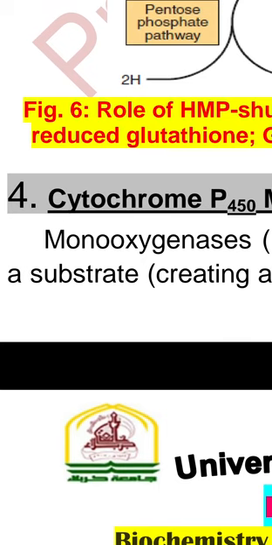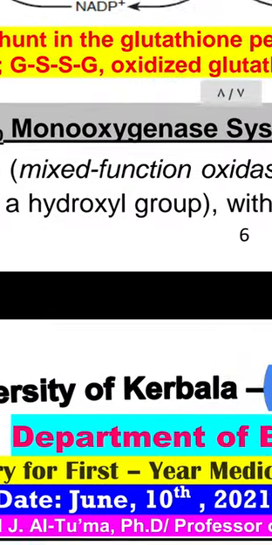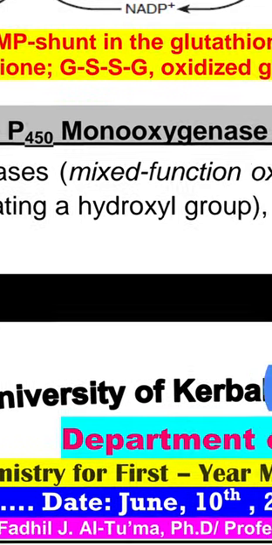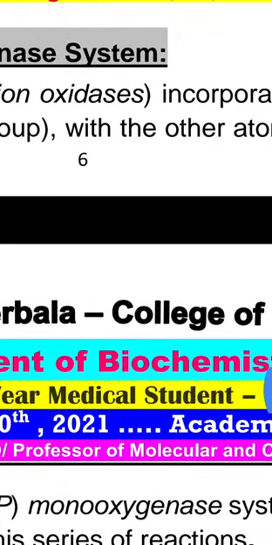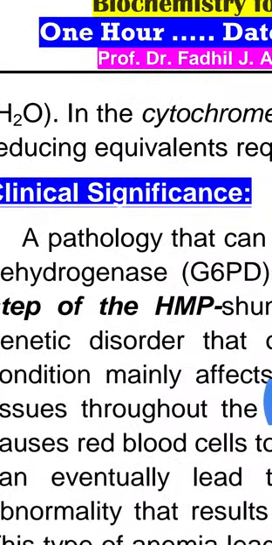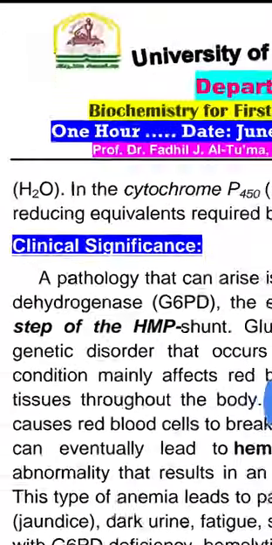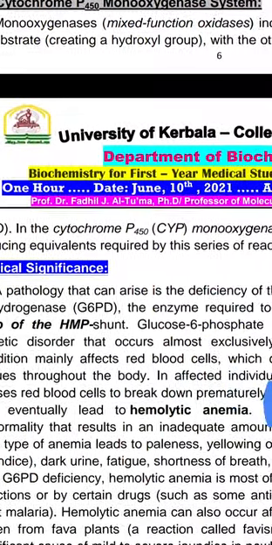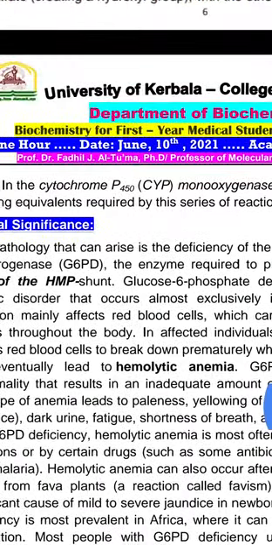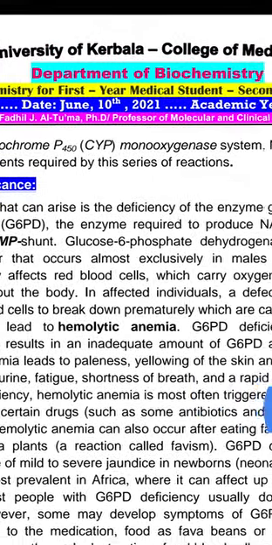NADPH is required in the cytochrome P450 monooxygenase system اللي يسمى mixed function oxidases or oxygenases. Clinical significance of HMP shunt: the pathology that can arise in the deficiency of the enzyme G6PD اللي هو rate limiting enzyme or rate limiting step.